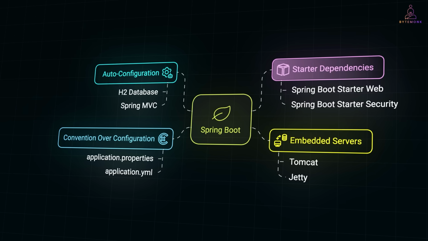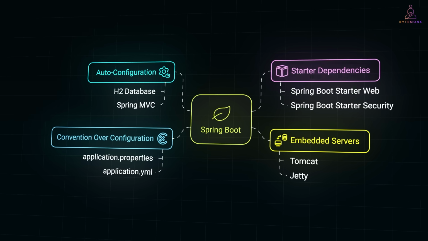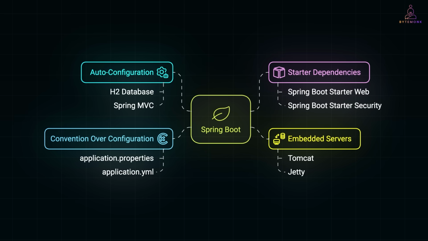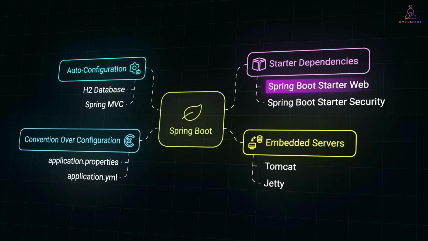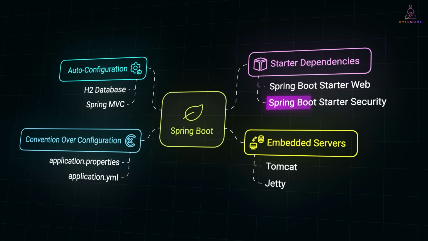Next up, starters. Instead of manually hunting down a bunch of dependencies, Spring Boot gives you curated packages called starters. Want to build a REST API? Just include spring-boot-starter-web and you are good to go. It pulls in everything you need: Spring MVC, Jackson for JSON, validation, and even an embedded server. There are starters for security, JPA, RabbitMQ, and more. It saves time and ensures everything works well together.